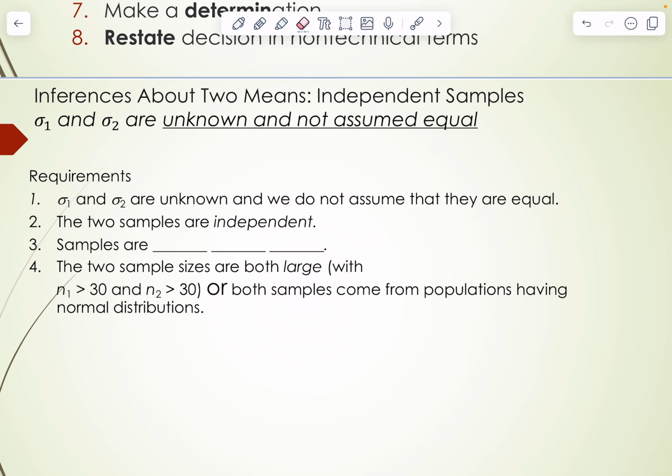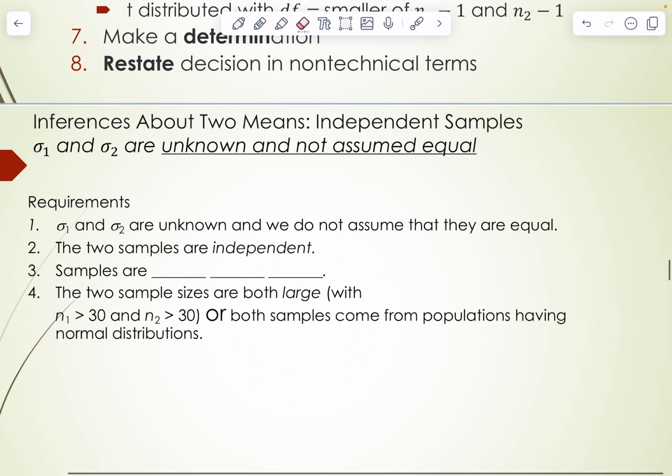Requirements: sigma 1 and sigma 2 are not known, and we do not assume that they're equal. Those are the requirements for the above theory. The 2 samples are independent. They're not matched in any way. Samples are simple random samples.